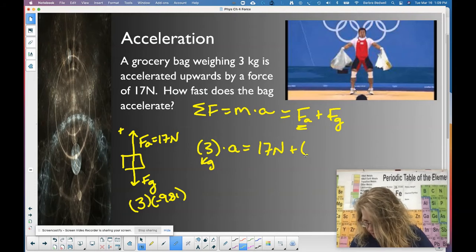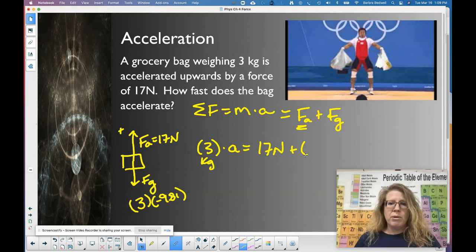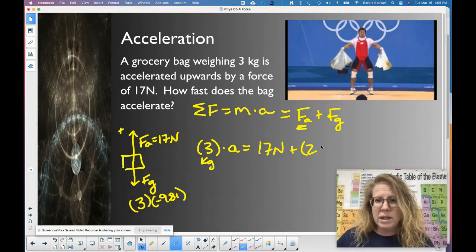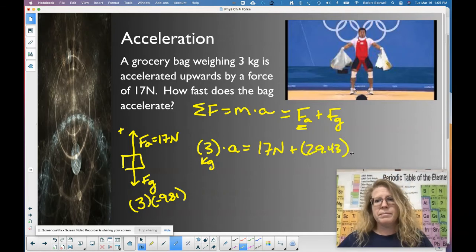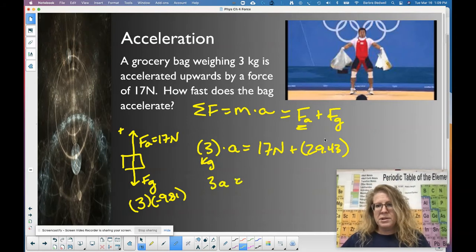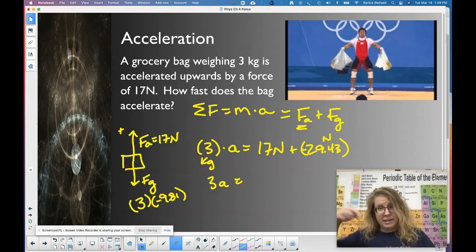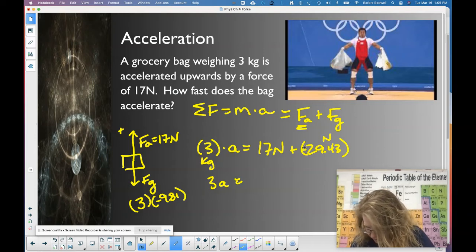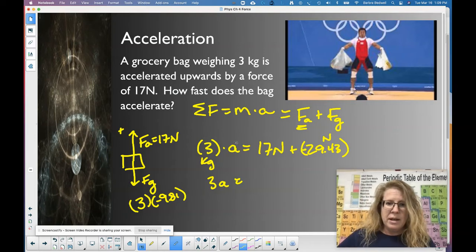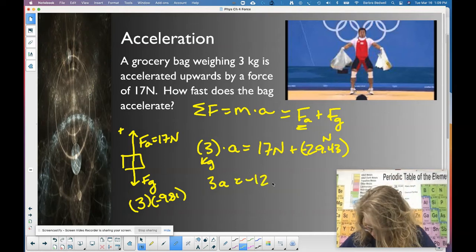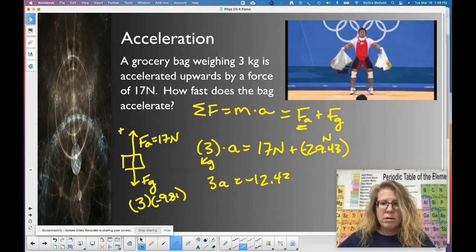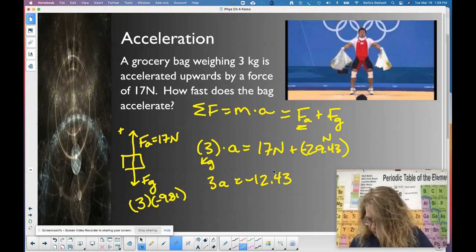9.81 times 3 kilograms is 29.43. So what is this actually equal to? So 3A equals, and this is newtons as well. Oh, by the way, negative 29.43, sorry, because it's downwards, right? We got that. So 29.43 minus 17 on the right side gives us negative 12.43. 3A equals negative 12.43. Divided by 3 to solve for A.